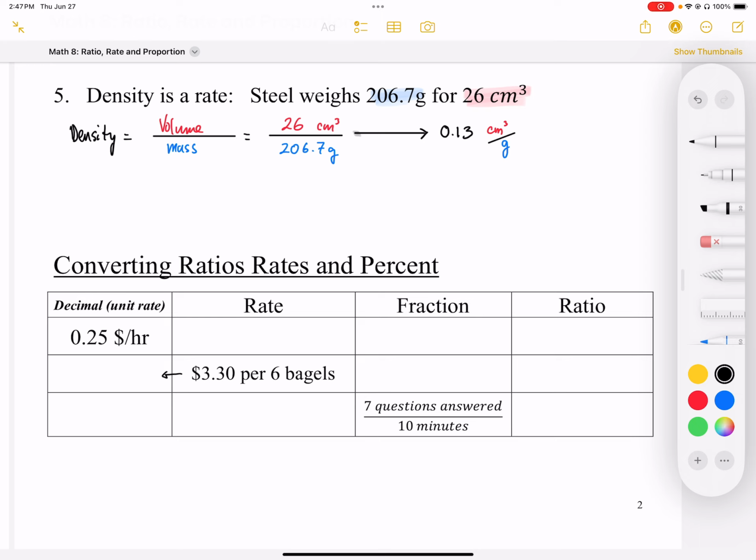So $3.30 per 6 bagels. Now, we don't necessarily need to do bagels per dollar or dollars per bagel, but whatever's going to be more convenient. In this case, we're going to do dollars per bagel. So we're going to take the $3.30, so we're going to do 3.3 and divide that by 6 bagels. And that works out to be 0.55. Now make sure that you know the units because we did dollars divided by bagels. It's going to be dollars per bagel.